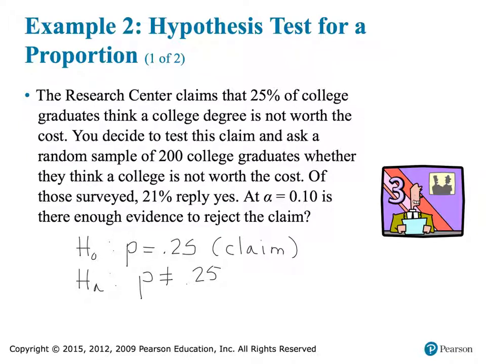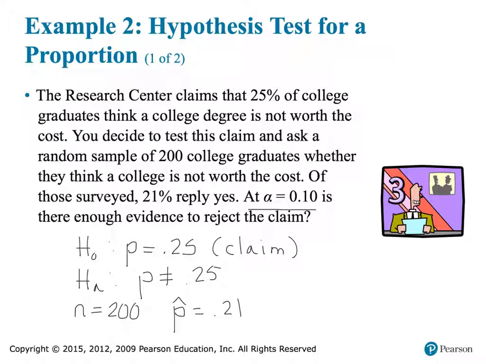You decide to test this claim and ask a random sample of 200 college graduates, so N is 200, whether they think a college is not worth the cost. Of those surveyed, 21% said yes. There's our sample proportion P hat, 0.21. At the level of significance equal to 0.10, is there enough evidence to reject the claim?